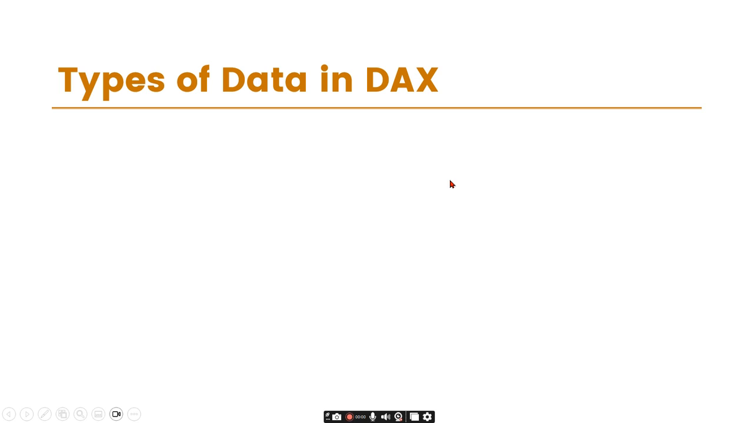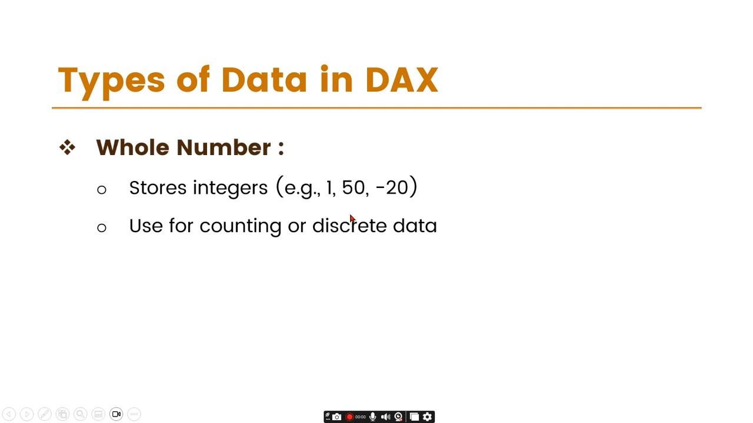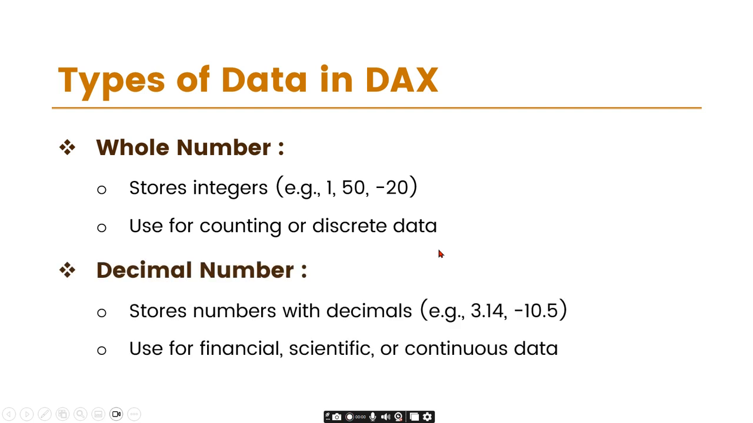Now we'll see what are the various different data types we have in DAX. The first is the whole number, which actually stores integers. Integers are nothing but numbers like 1, 50, minus 20, positive or negative numbers without decimal numbers. Basically, it is used for counting or discrete data.